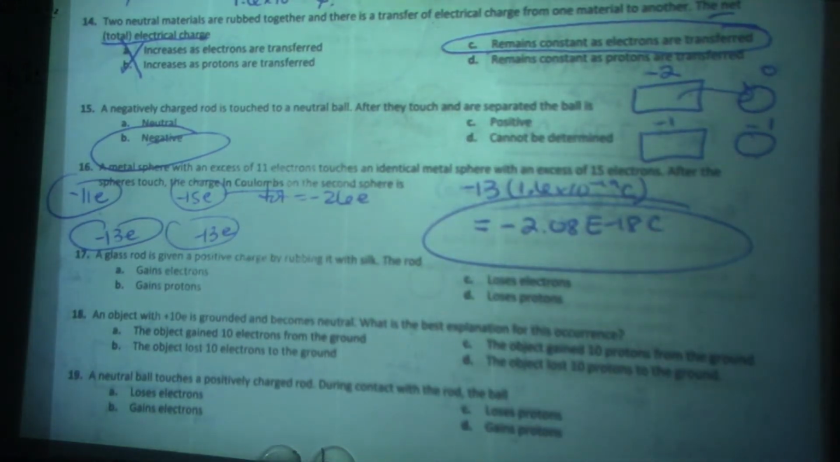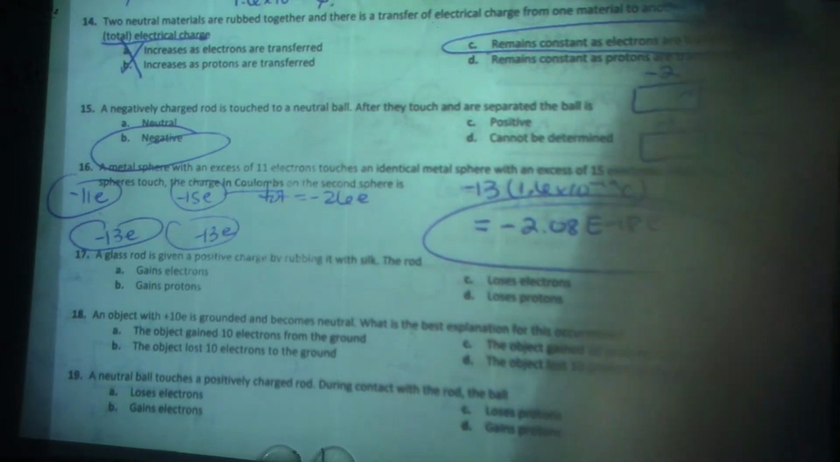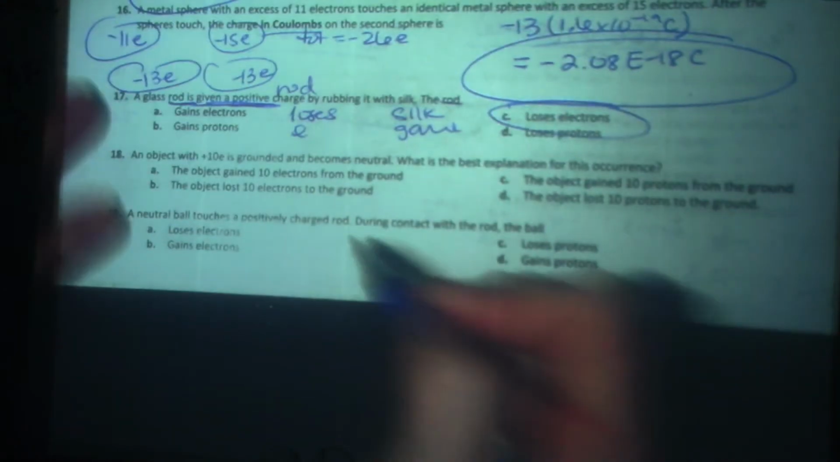Glass rod given a positive charge by rubbing it with silk. So if the rod becomes positive, that means that it loses electrons. So that's the rod that loses electrons, which means the silk is gaining electrons. I want to know about the rod, so the rod is losing electrons, C.